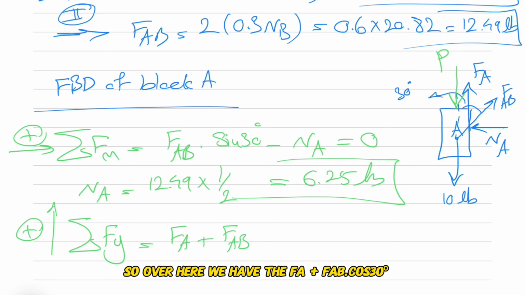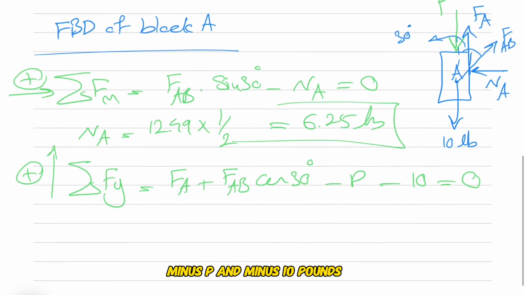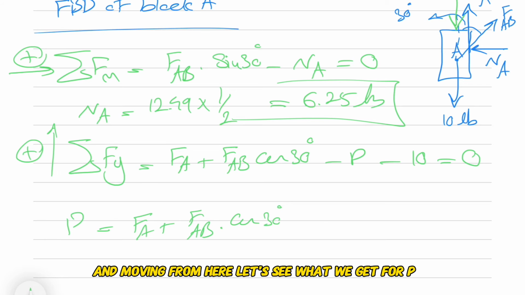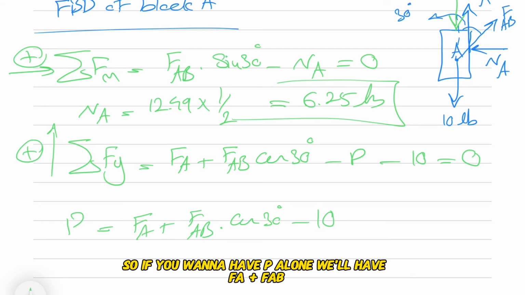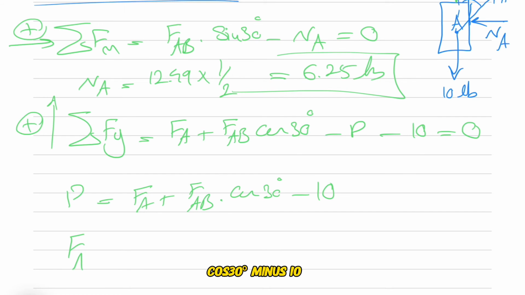For Fy we have FA plus FAB, this time cosine of 30 degrees, minus P and minus 10 pounds. That's all the forces we have. Moving from here, let's see what we get for P. If we want P alone, we have P equals FA plus FAB cosine of 30 degrees minus 10.